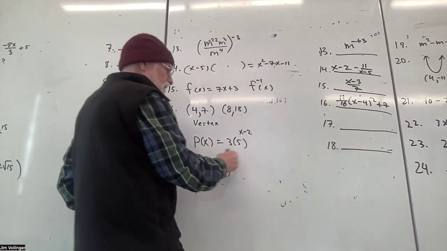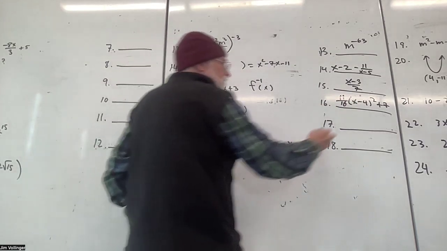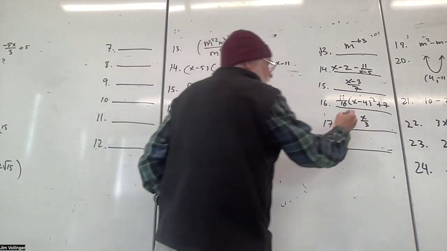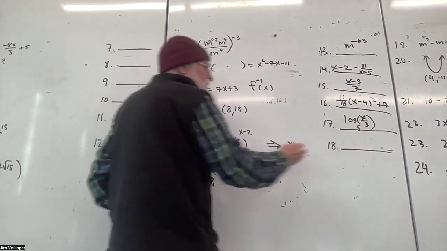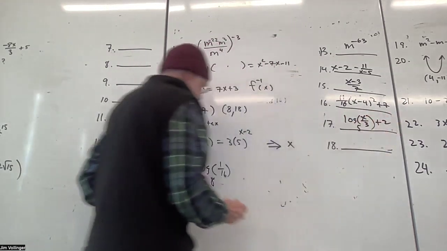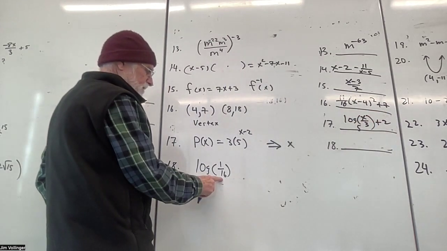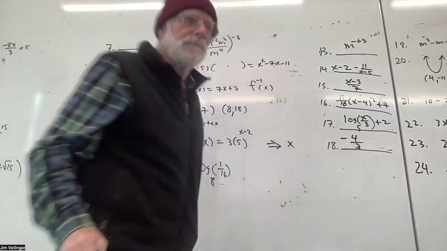17, the inverse of this. Pretend you're solving an equation with x over here. First thing you're going to do is divide by 3. Next thing you're going to do is the inverse of 5 to the, which is log base 5. And the last thing you're going to do is add 2. Okay? So I need a cube root 8. I got to do it 4 times, and I got to flip it. So -4/3. All right, let's keep on going down the line here.